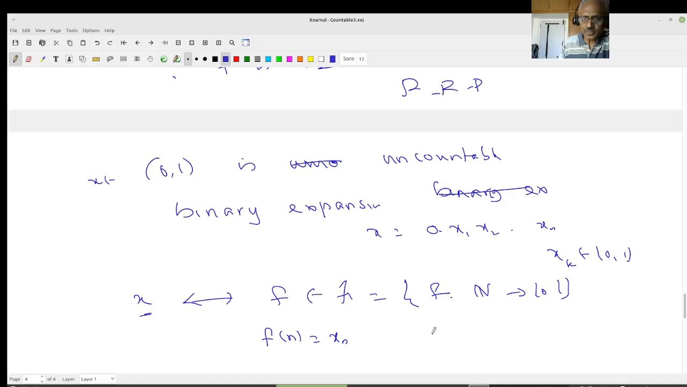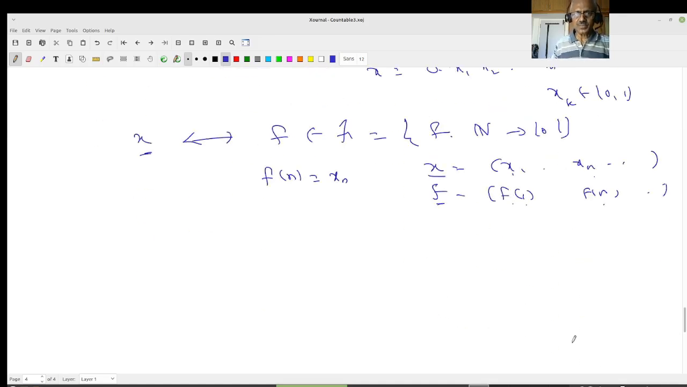Given x, you understand this? If you think of x as x1, x2, ..., xn, etc., and f as f of 1, etc., f of n, I simply map x to the f whose value at 1 is x1, whose value at n is xn. That's it. So this is a bijection. Therefore, since I know the set of functions is uncountable, this is uncountable. This is a little fast, but I don't want to spend more time on that. Please go through it.